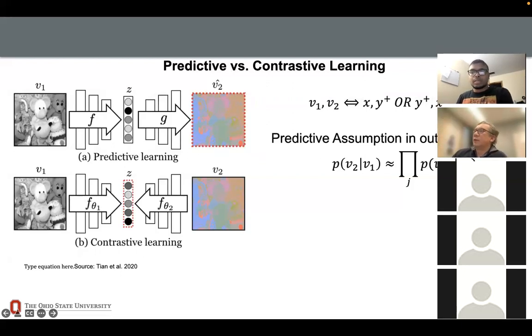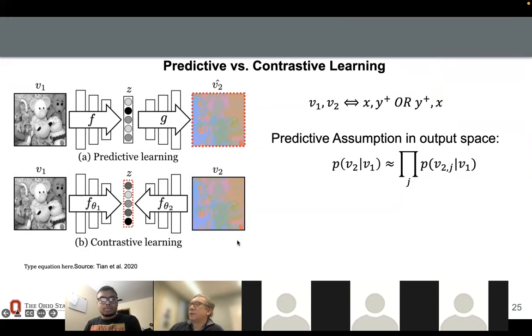This figure is from a paper sourced here, and it shows how we think about predictive features: given an input, you're trying to predict an output. This is basically most of supervised deep learning. Whatever latent values you learn is your Z here.